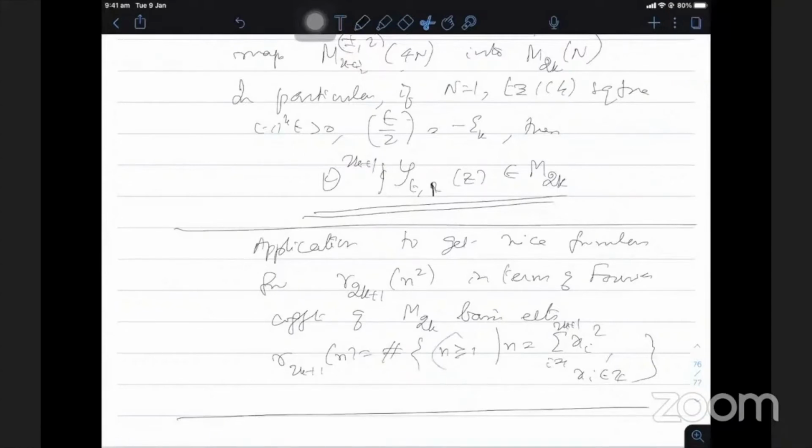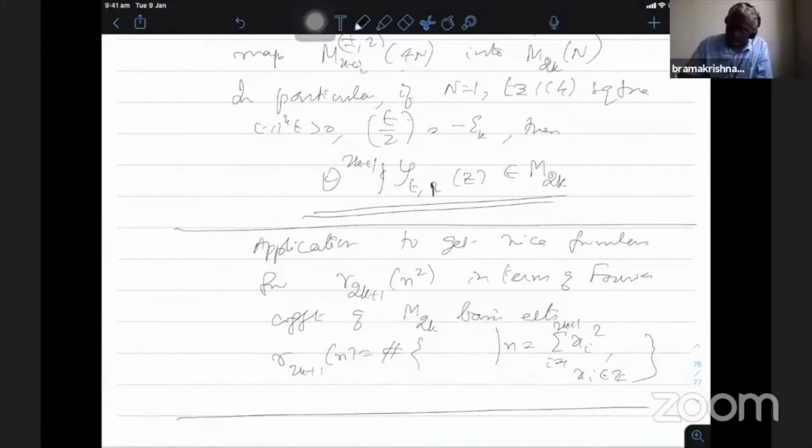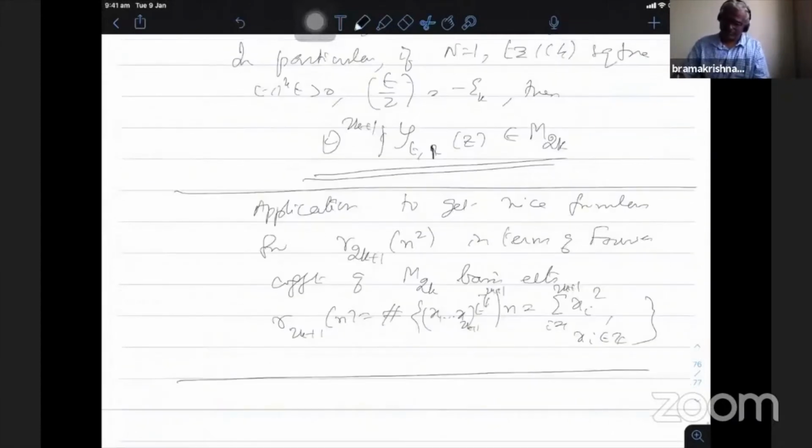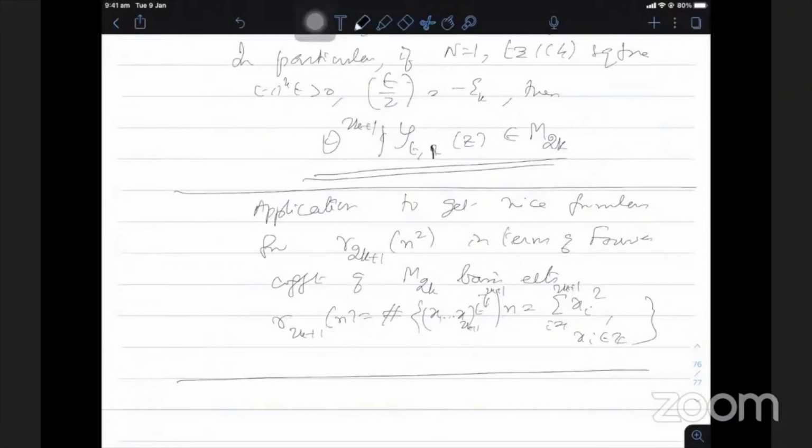And you write the number of x1, etc., x2k+1 belonging to Z^(2k+1). Or I can write x_i. I should take this. This is right. Okay, this is fine. The number of x1, x2, ..., x_(2k+1) in Z^(2k+1) such that n is a sum of the squares.